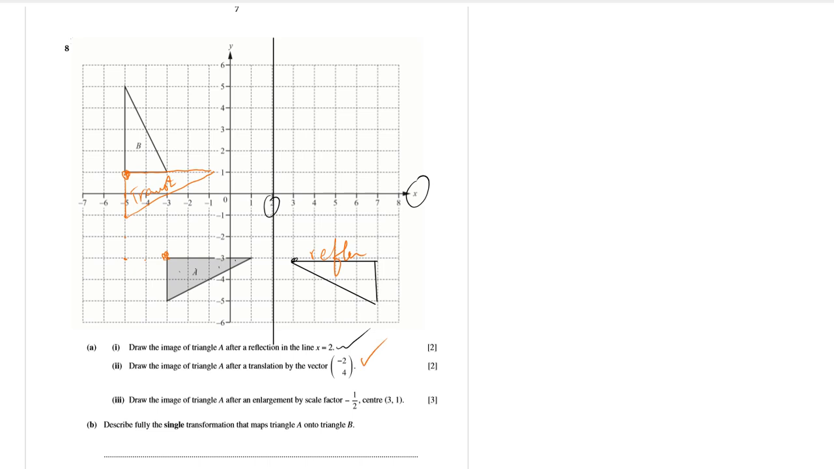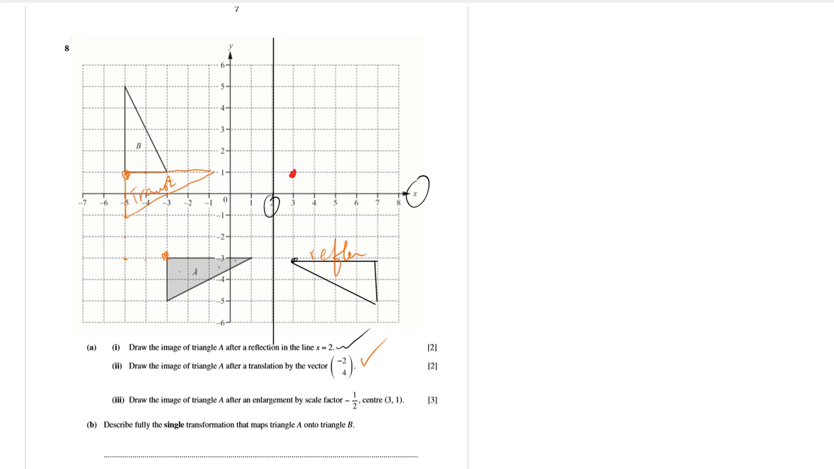Draw the image of triangle A after enlargement, scale factor minus 1 by 2, center 3, 1. Center 3, comma 1, 3, comma 1. This will be the center, and minus 1 by 2, minus half. So your image will be half of the object, and minus means it will be upside down, and the center will be between the object and image.